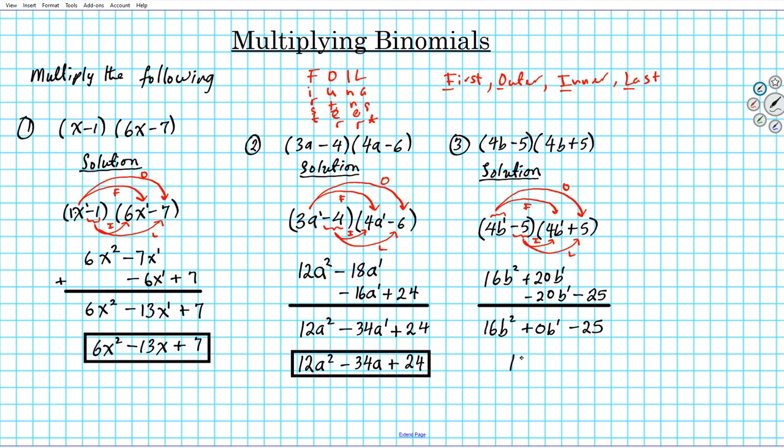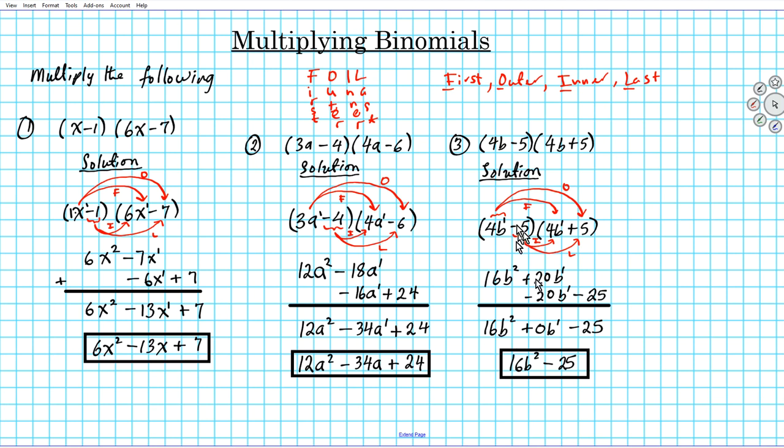It's going to become 16b to the second power. Any zero coefficient term, you don't have to write it out. Okay, so we can just drop that. Oh, snap. And then just bring down -25. 16b squared minus 25. There goes your final answer for question number 3.